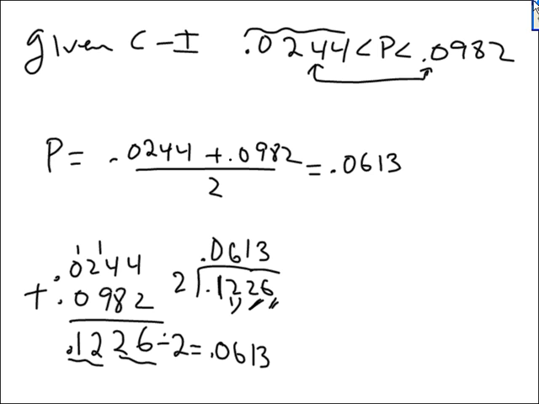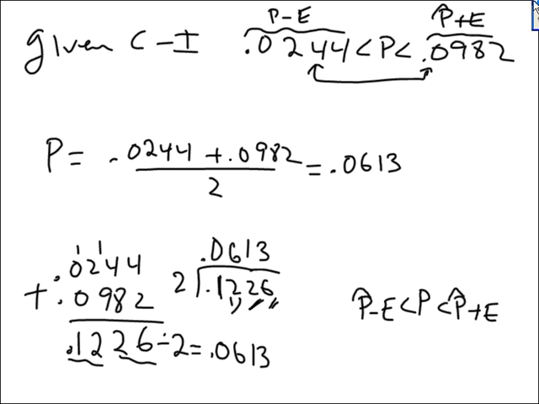Like always, this number is P hat minus E, and this number is P hat plus E. You need to know that. You need to know that P is in between P hat minus E and P hat plus E. So again, our typo. Those are P hats. If I didn't say it, I don't think I stated the problem, I'm sorry. The problem says, given that confidence interval, find P hat and E. Sorry about that.